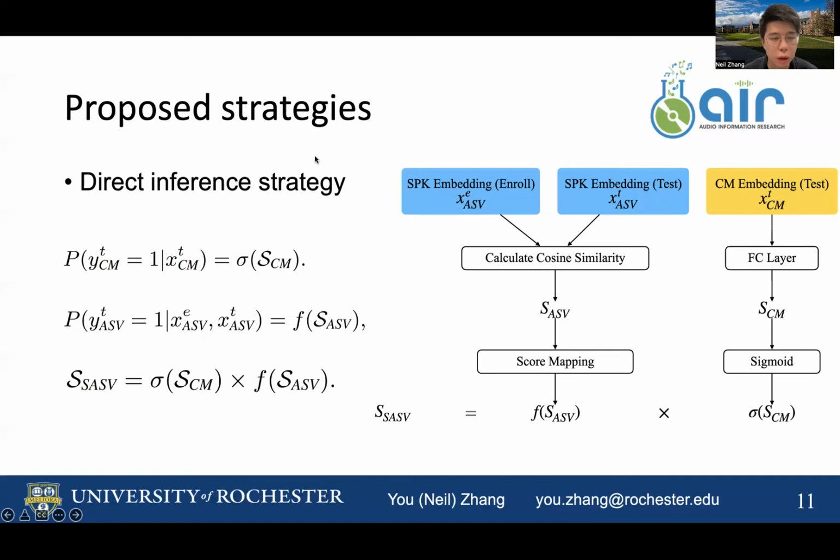After mapping these two scores to probabilities, based on the previous product rule, we use the final SASV score as the multiplication of these two mapped scores. So this is the direct inference strategy.